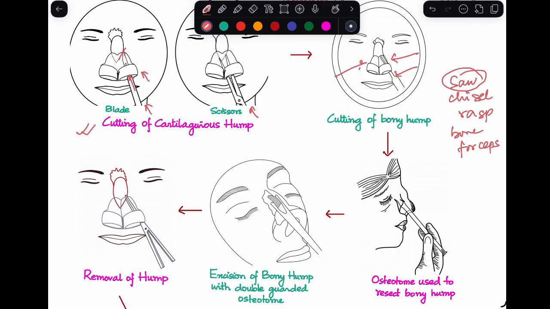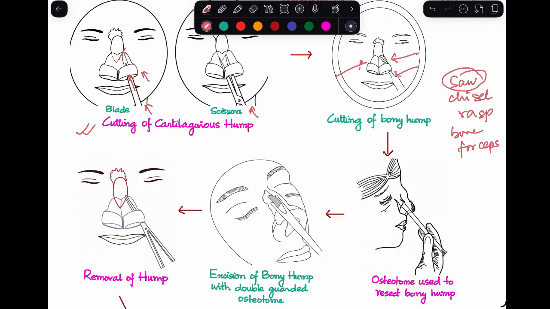Then you will be cutting the hump using the tip of the saw first, and we'll continue to do that diagonally. We'll move our saw diagonally. Or alternatively, you can even use an osteotome over here. We can use a Macintosh osteotome or a Gillies osteotome.